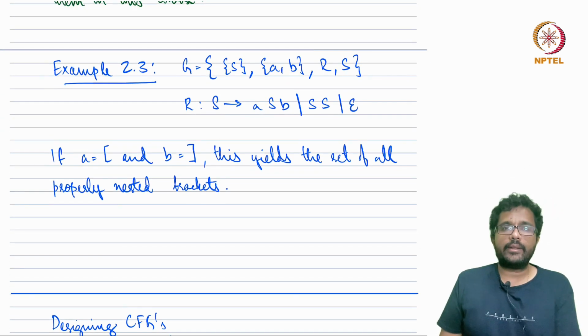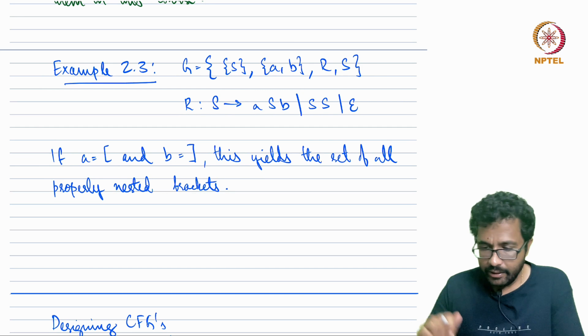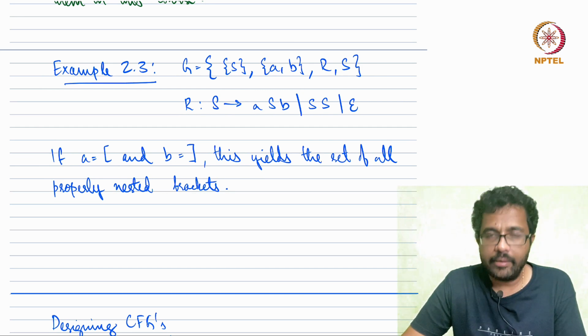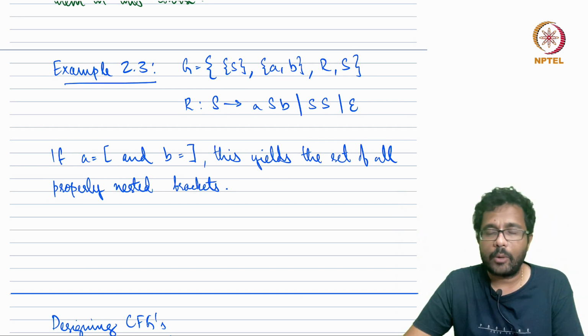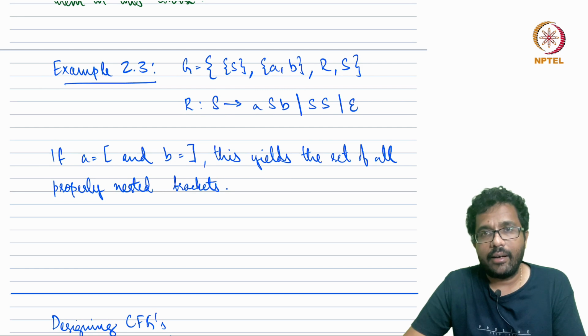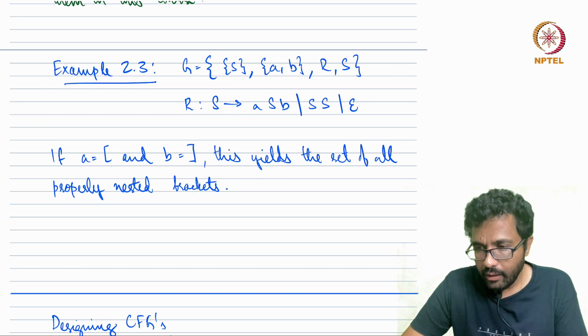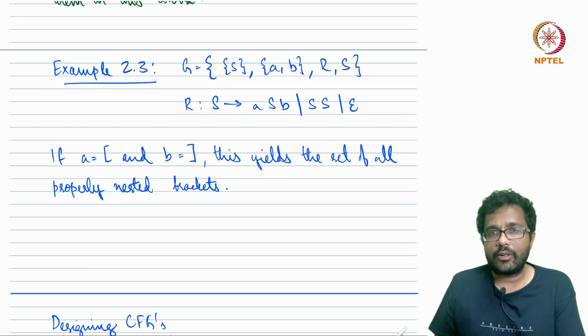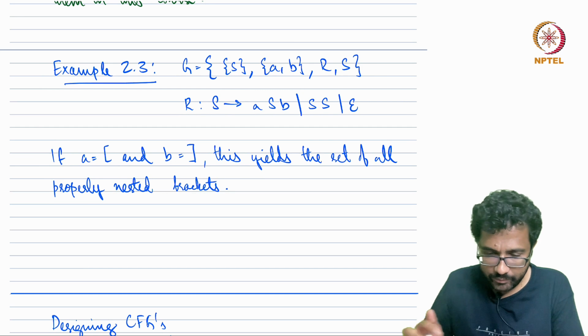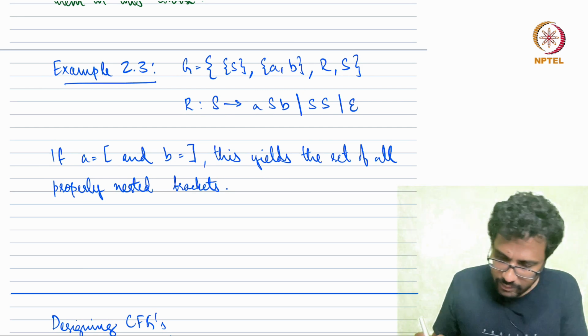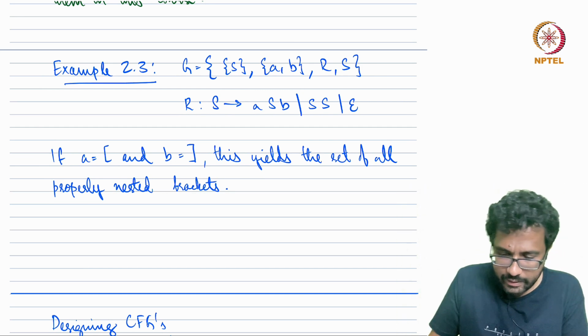Now let us see. I said earlier that we will see why properly nested parentheses or properly nested brackets form a context free language. So let's see why. So this is the grammar.